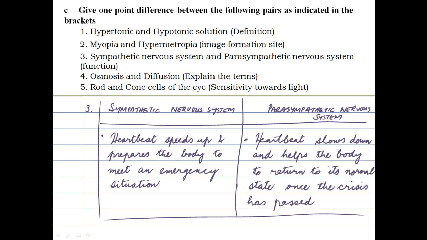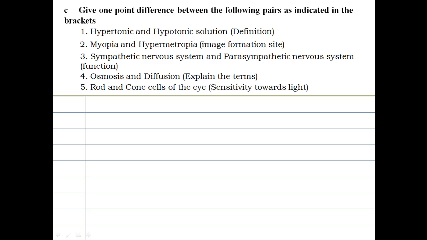Now you could have just simply written down that this prepares the body to meet an emergency situation as well, and this one just helps the body to return to its normal. We've taken an example of heartbeat speeding up, but we've got several others that we had discussed as well. Okay, so this done, we now move on to the fourth one, which is the difference between osmosis and diffusion. We're supposed to differentiate these based on the explanation of their terms. This one's simple enough.